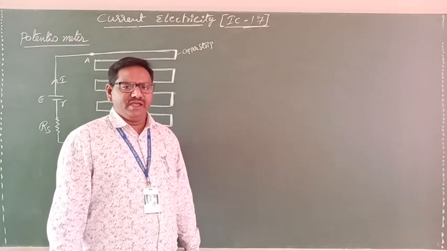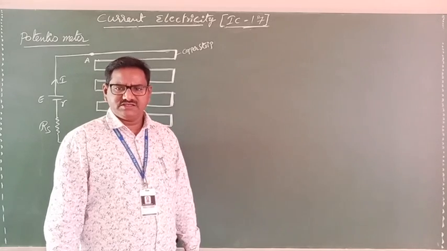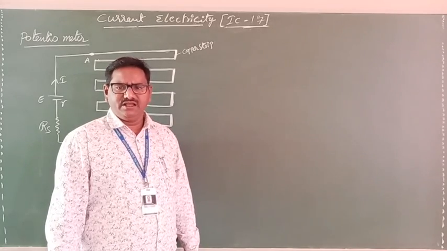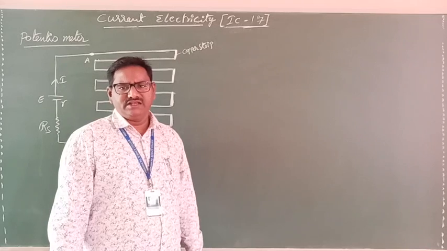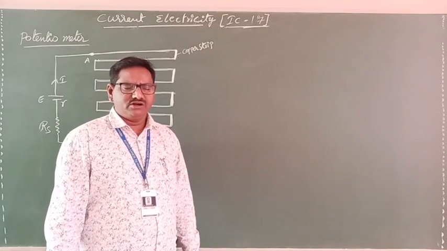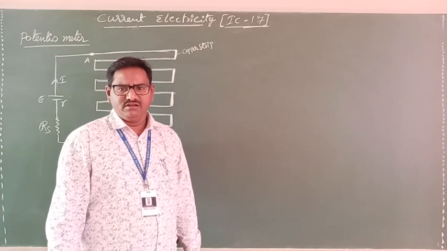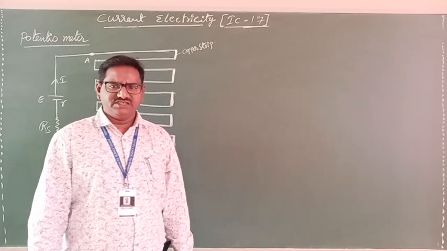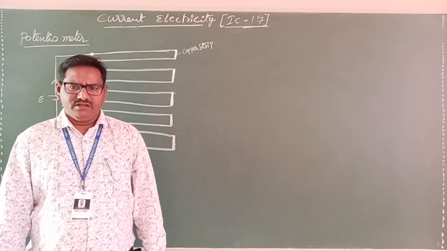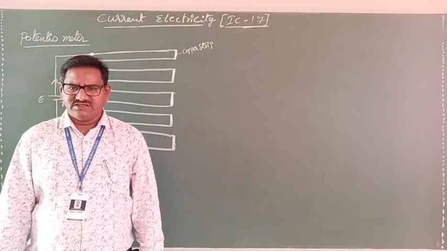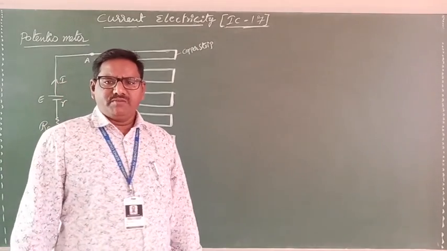What is the main use of potentiometer? We want to measure the EMF of a cell without drawing any current. That is the main use. Without drawing any current, we can measure the EMF of a cell by using a potentiometer. How will it be? Potentiometer is a device which we use to measure the EMF of a cell.